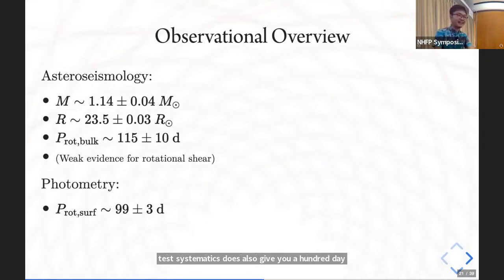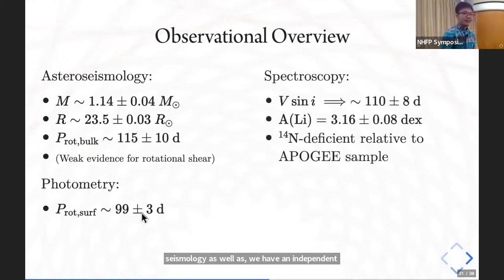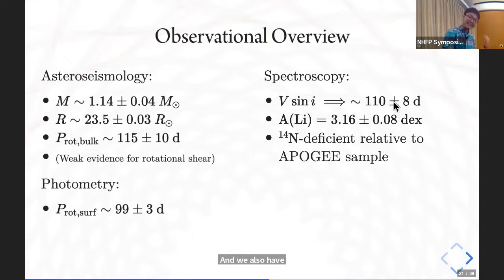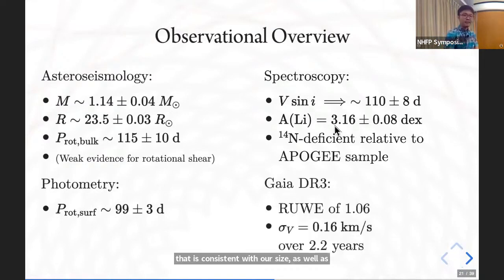So to finish laying the cards on the table, we have estimates of mass and radius of the star from seismology as well as rotation. We have an independent photometric rotational estimate that is consistent with seismology. And we also have spectroscopy that gives us a V sin i that is consistent with our seismic rotation period, as well as a relatively high lithium enrichment for the star. Finally, we have radial velocity scatter from Gaia DR3. And together, these constrain the possible formation hypotheses for such a system.